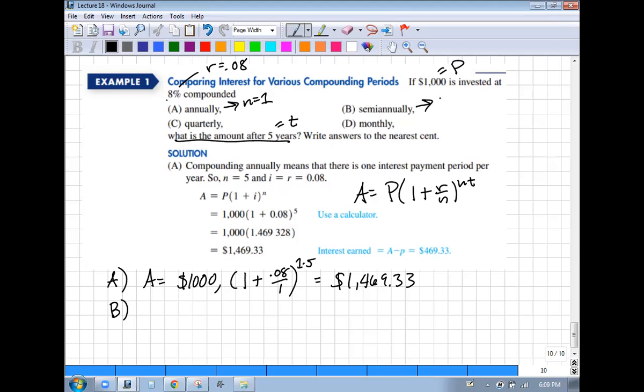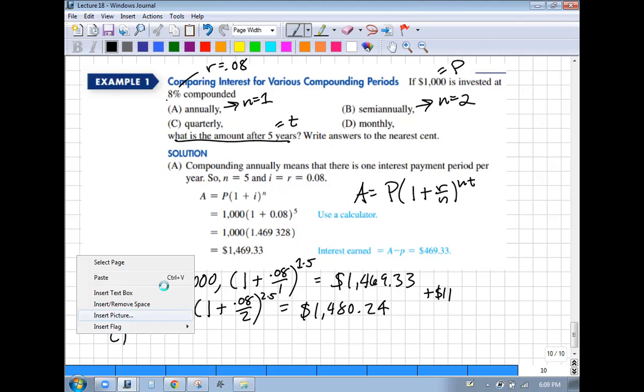B, semi-annually, that means twice a year. All right, semi-annually. So we have this exact same thing, but N here is 2. So I have 0.08 divided by 2, add 1, raise that to the 10th power, and then multiply by 1,000. And we get $1,480.24. So notice we made like an extra 11 bucks, right? Because we collected more interest on interest.